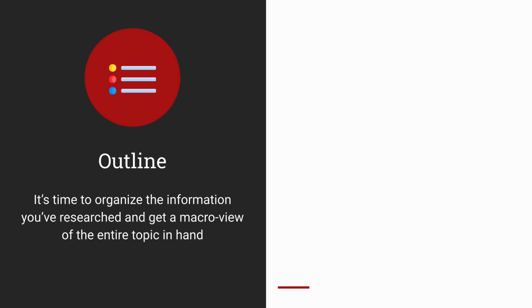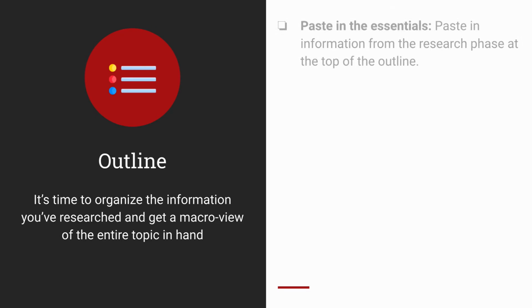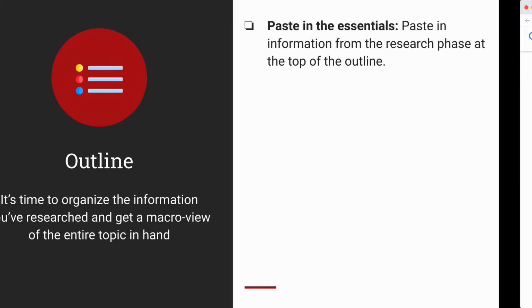Guys, let's now discuss the outlining process. In the previous step, you have researched all the essential things about the topic that you're going to write your blog post about. It's time to organize the information that you have researched and get a macro view of the entire topic in hand. The first one is you need to paste in the essentials, or the information from the research phase, at the top of the outline. Let me explain this.